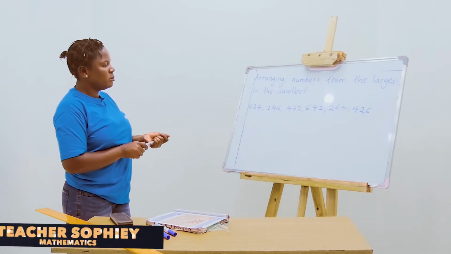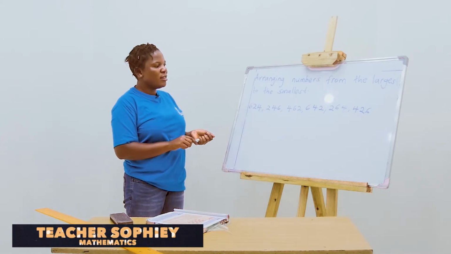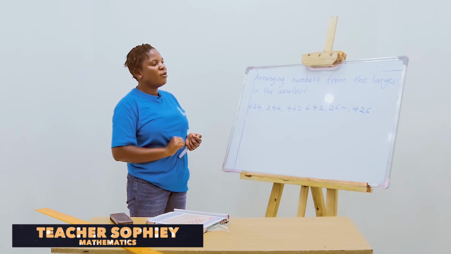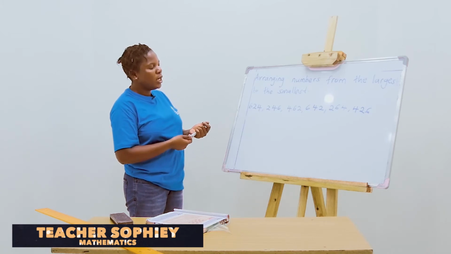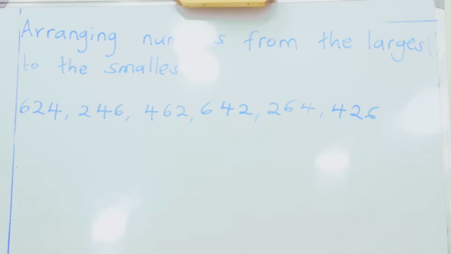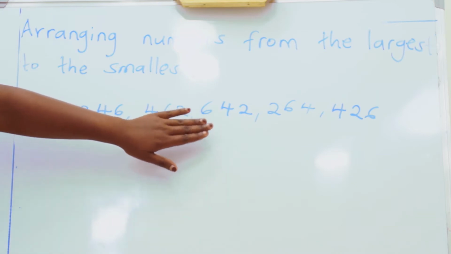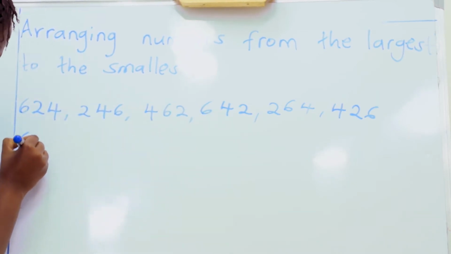I need to arrange these numbers from the largest to the smallest. What I'm going to do is I look at the numbers that are bigger. The big numbers are the ones I'm going to start with, and then end with the small numbers. So when I look at here, the biggest number is 642.